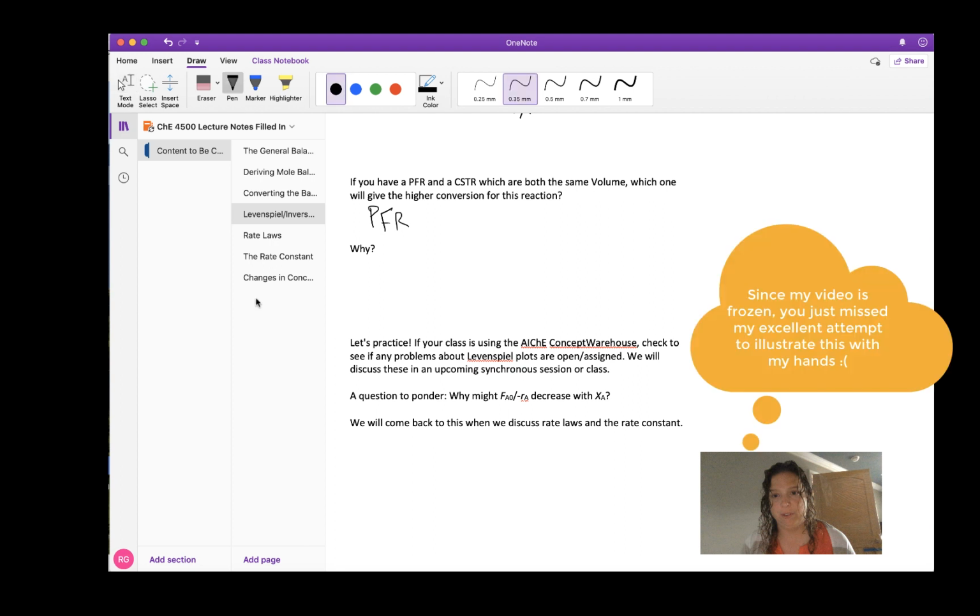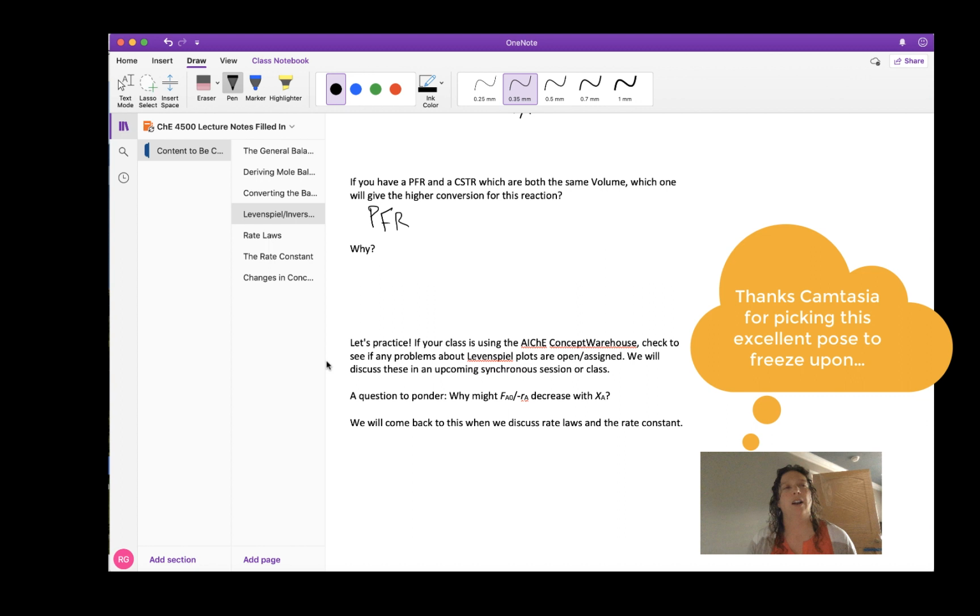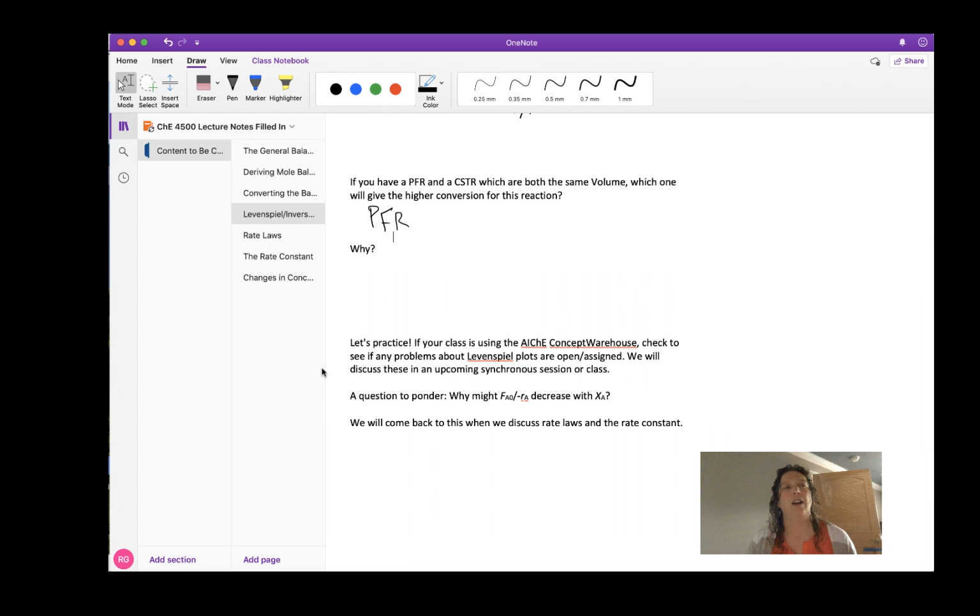So what's happening there? So the PFR is maintaining a higher concentration across the reactor than the CSTR. So the CSTR is always operating at the lowest possible concentration, and hence the lowest possible rate, at least in situations where the Levenspiel plot is increasing as a function of XA. And we will get in the next couple of lectures to cases where that is certainly not always the case. But as long as the Levenspiel plot is increasing as a function of XA, then the PFR is going to give a lower volume or a higher conversion because it's operating at a higher concentration. So the rationale: the PFR maintains a higher concentration.